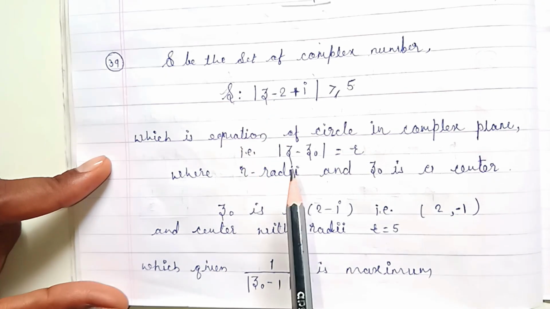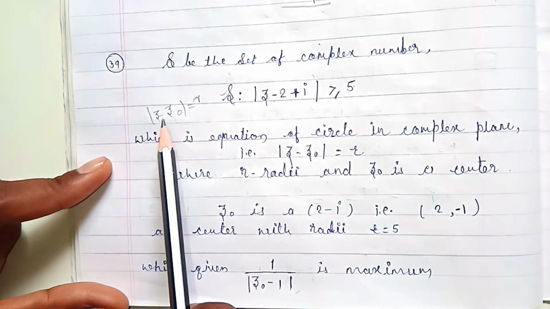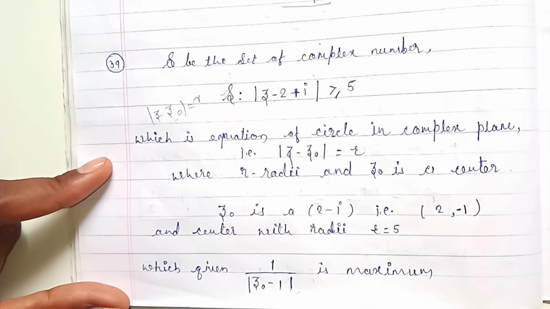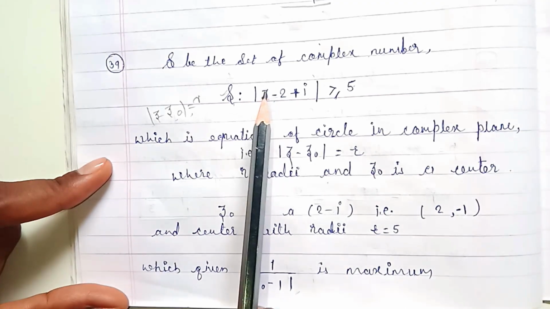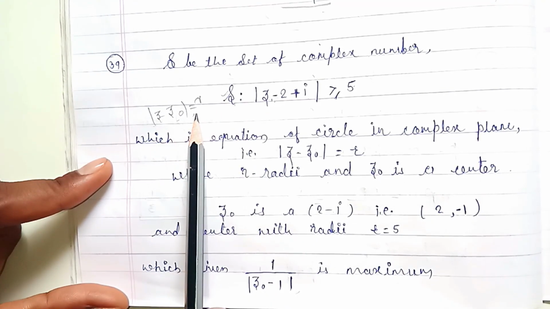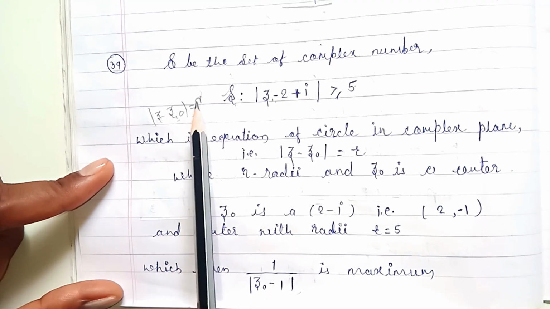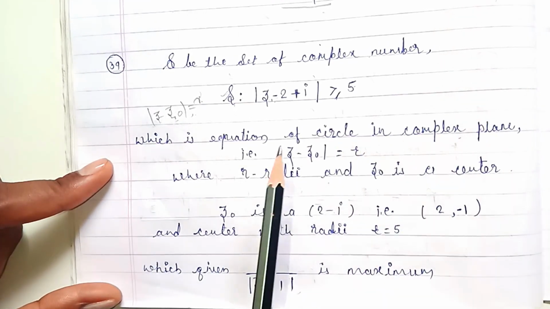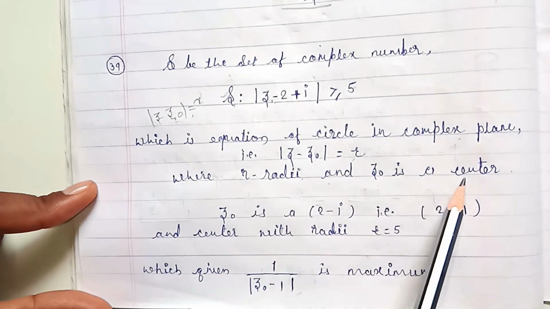In the complex plane, the equation of a circle is modulus of Z minus Z naught equal to R. In the real plane, we know that x square plus y square equals R square. In the complex plane, this is the equation of a circle. So we compare our given S with the standard equation of a circle. Z naught is the center here and R is the radius.